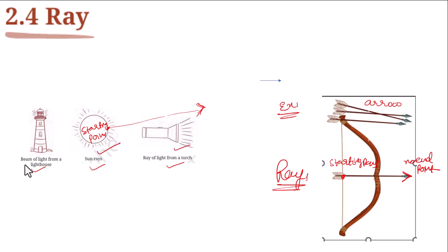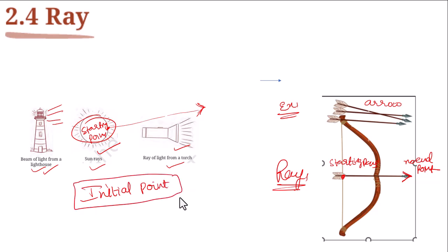Similarly, torch light and beam of light from a lighthouse, all these rays have a starting point. The starting point we will call the initial point. Important terminology, this is the initial point. So the initial point is a point and the other end is unending. So it is represented with an arrow mark.